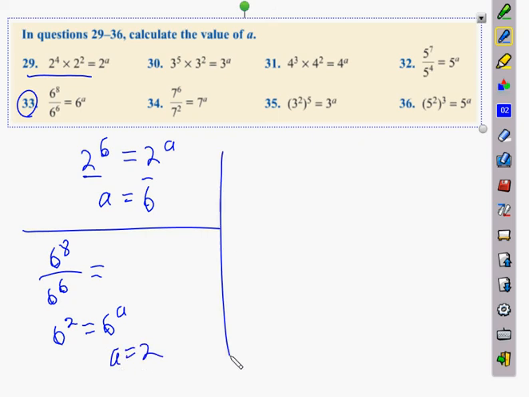What about number 35, Aaron? What's 3 to the power of 2 to the power of 5? 3 to the power of 10. And what's A therefore equal to? How do you think these are difficulty, lads? Easy. Easy enough, I suppose. Okay.